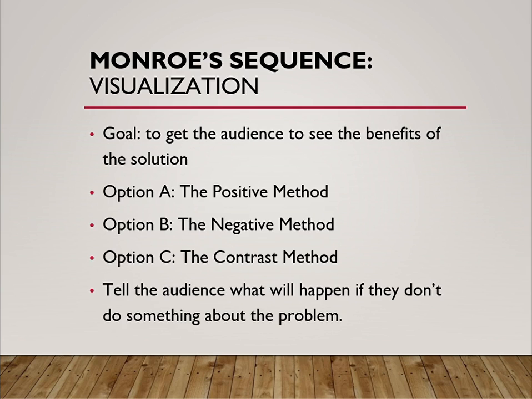The fourth stage of Monroe's sequence is visualization. This is for you to get the audience to see the benefits of the solution. You can use one of three options: option A, the positive method, which is if the audience does what you suggest, what are the benefits? Or you can choose the negative method: if the audience chooses not to do what you suggested, what are the negative effects? Or option C, the contrast method, you do both, which is you compare the positive and the negative if the audience does or does not do what you suggested. So you tell the audience what will happen if they don't do something about the problem in the visualization stage.